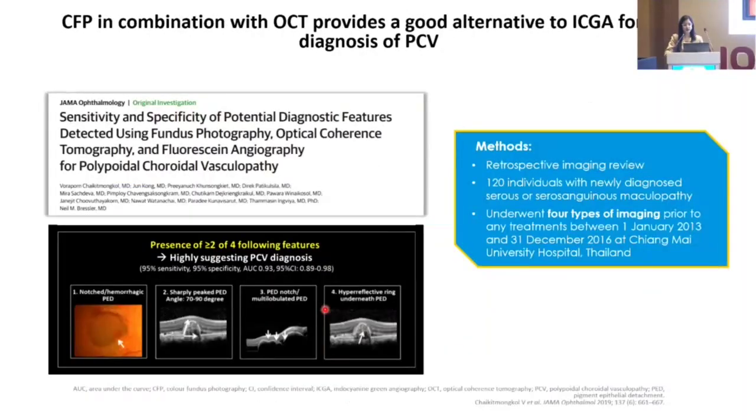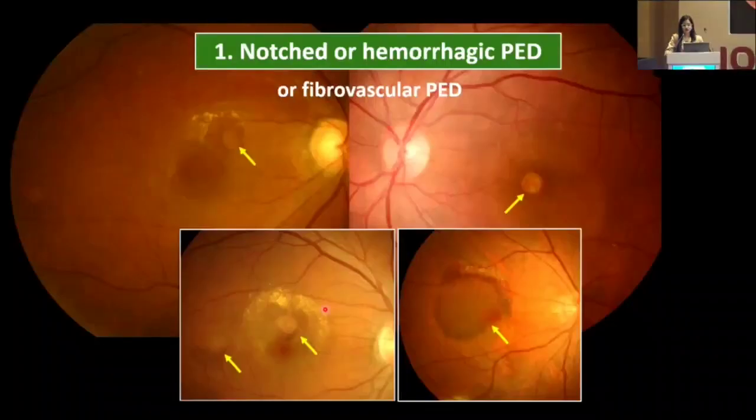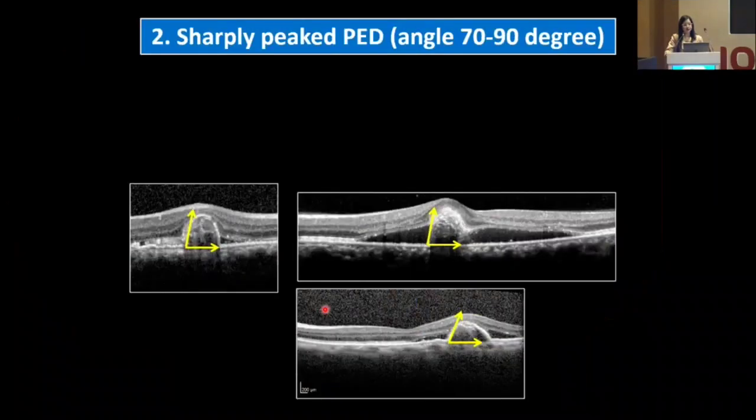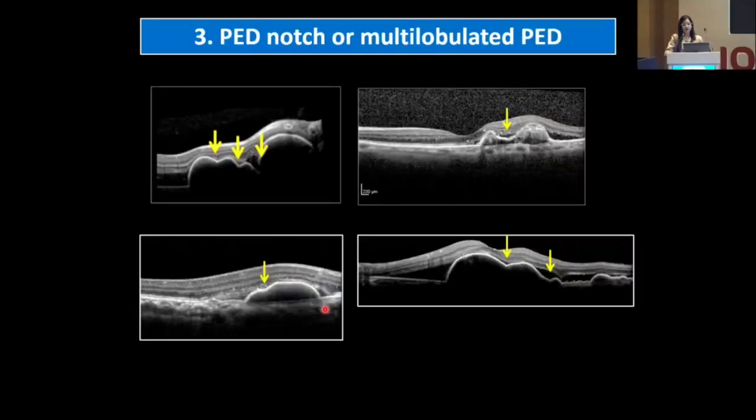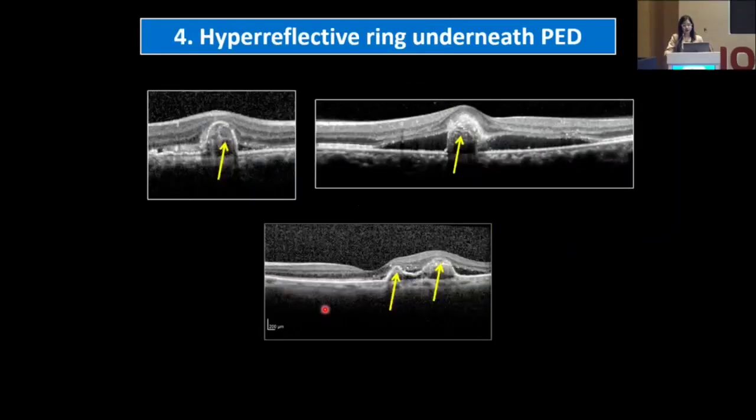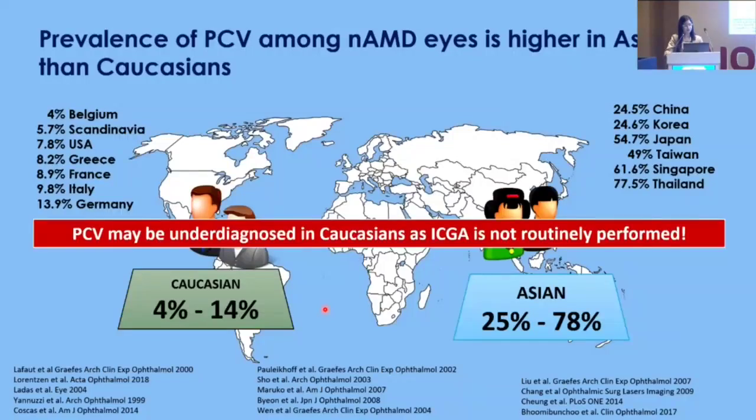CV et al. noted that the presence of 2 or more of 4 features is highly suggestive of PCV. The features are a notched or hemorrhagic PED on color fundus photograph, a peaked PED with an angle of 70 to 90 degrees, a notched or multilobulated PED, and a hyperreflective ring with a hyperreflective lumen underneath the PED.